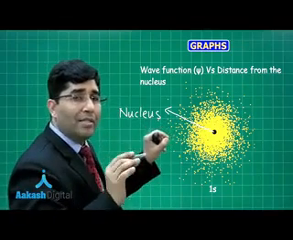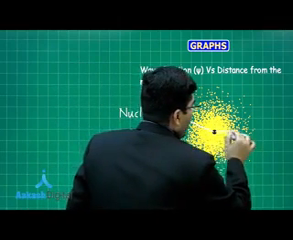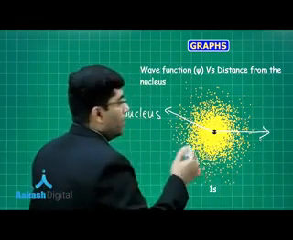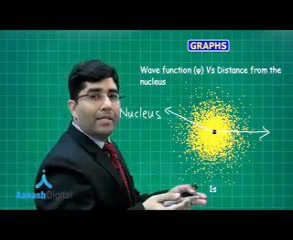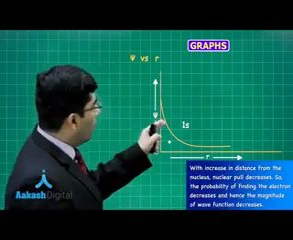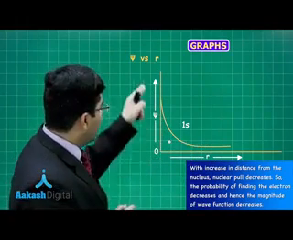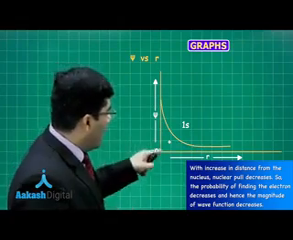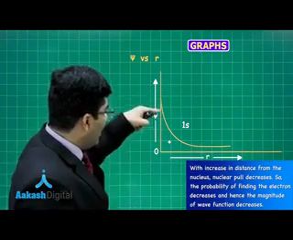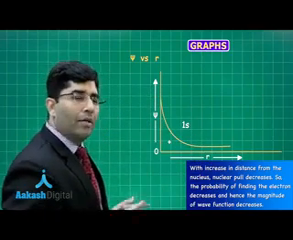And how does it change? If we move away from the nucleus, then the value of xi decreases. And for 1s, we get this type of graph. This is the value of xi on the y-axis, and this is the distance from the nucleus on the x-axis. And this shows the decrease in the value of xi with the distance from the nucleus.